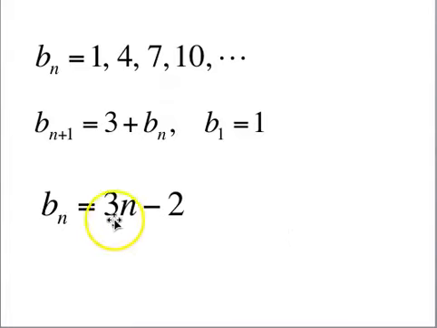The other way we could describe this is to say that b sub n is 3 times n minus 2. Notice 3 times 1 minus 2 is 1. 3 times 2 is 6, minus 2 is 4. 3 times 3 is 9, minus 2 is 7. 3 times 4 is 12, minus 2 is 10. And the fact that these go up by 3 each time told me I should look at 3n. That's the common difference. And then we just had to go ahead and subtract 2 to get it to work in the right direction for us.